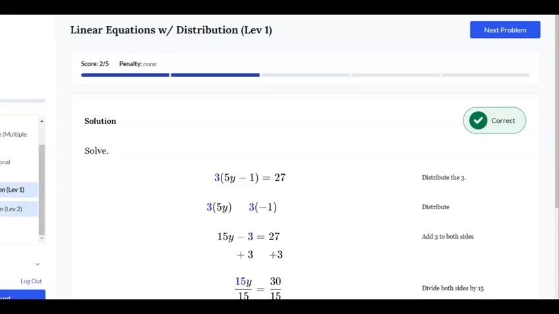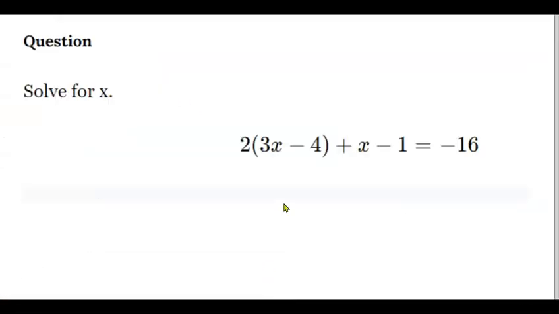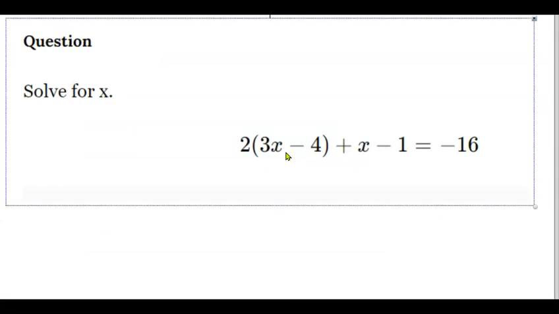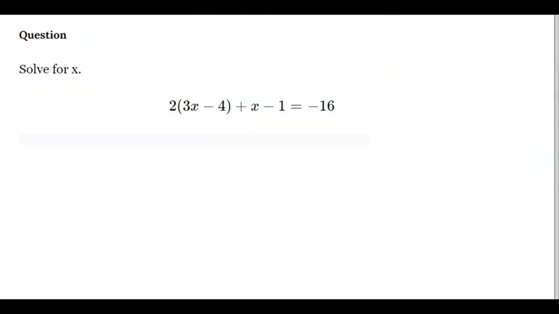The next section continues with distribution, except it's also going to ask you to combine like terms. So let's take a look at this one here. I'm going to shrink it down just a bit so I have some more room to write. And we have some distributing, and then we stop. So I have 6x minus 8, but everything else I'm going to rewrite the same.